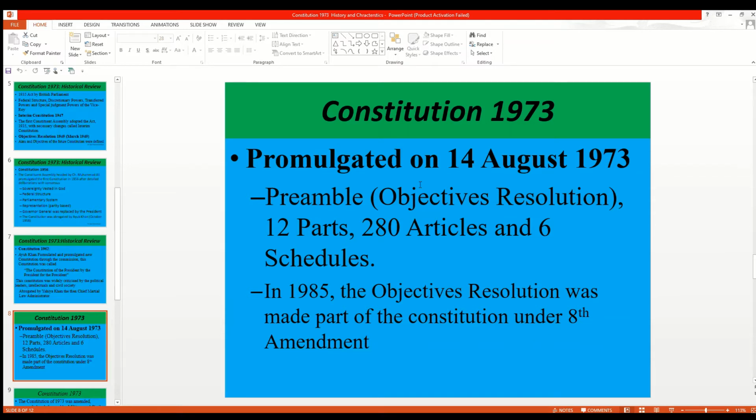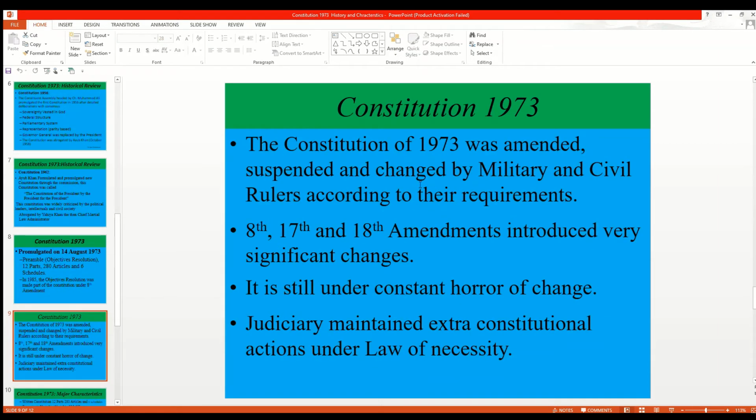This Constitution was promulgated and proclaimed on 14th August 1973. It comprised the preamble, which was the Objectives Resolution, 12 parts, 280 articles, and 6 schedules. In 1985, the Objectives Resolution was made part of the Constitution under the 8th Amendment.